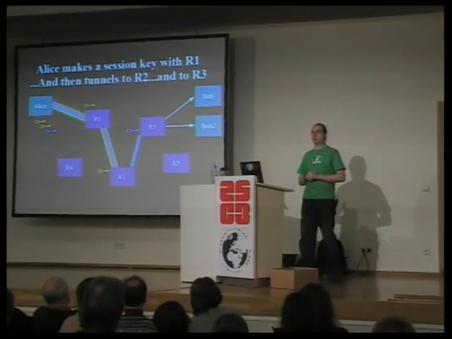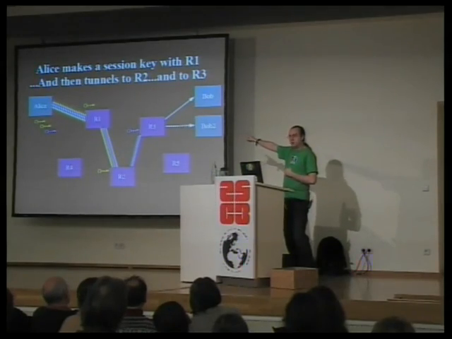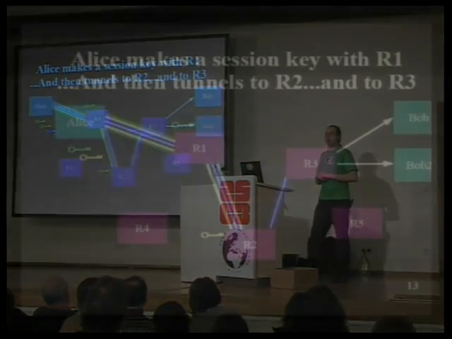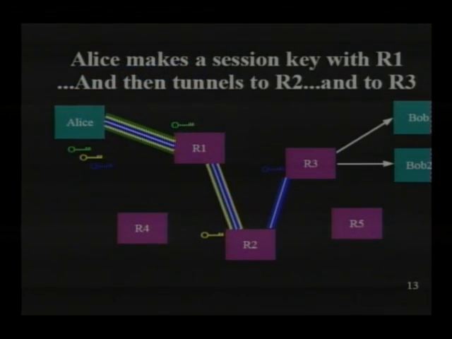The other key point to notice on this slide is these white lines going from R3 to the various Bobs, those are not encrypted by Tor. Tor does not magically encrypt the internet.